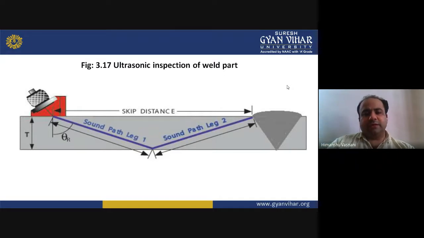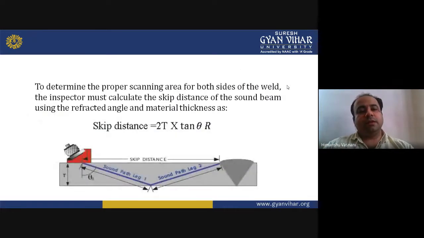I have also discussed the diagram in the previous lectures, in which you can see the capital T, thickness of the workpiece, and then there is a skip distance, sound path leg 1, sound path leg 2, and then theta r. These we have all discussed in our other classes also.